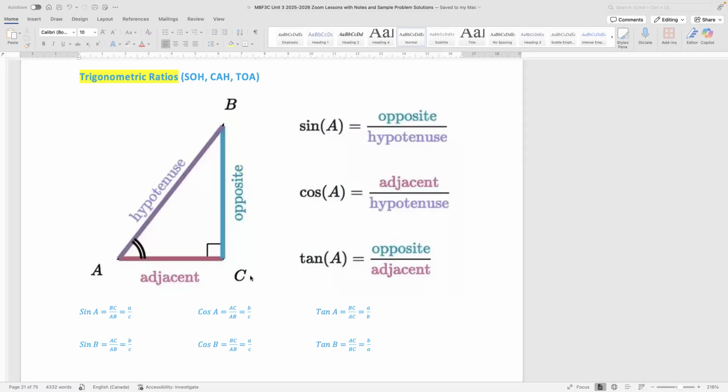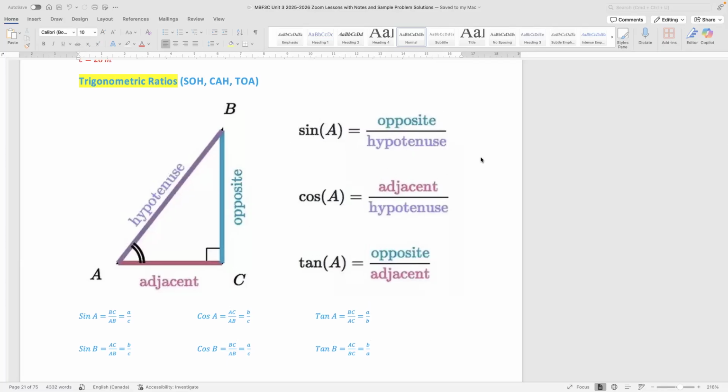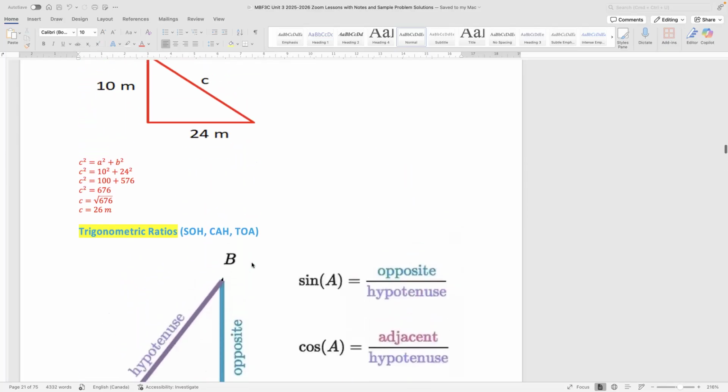So SOHCAHTOA: sine, cosine, tangent. Those are the three trig ratios. There are three others that we don't do in this course, and they're called secant, cosecant, and cotangent, which are basically the inverse of these. You take this one and flip it over, hypotenuse over opposite, and you get secant, and so on. So you really don't need to know the other three, because if you know these three, you can solve any triangle.